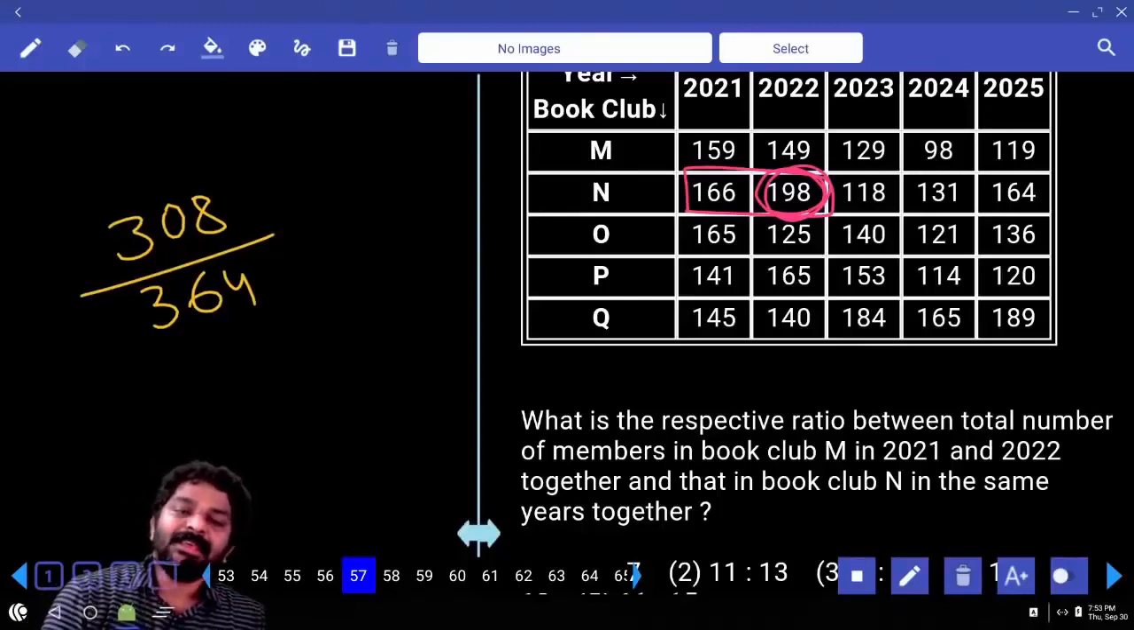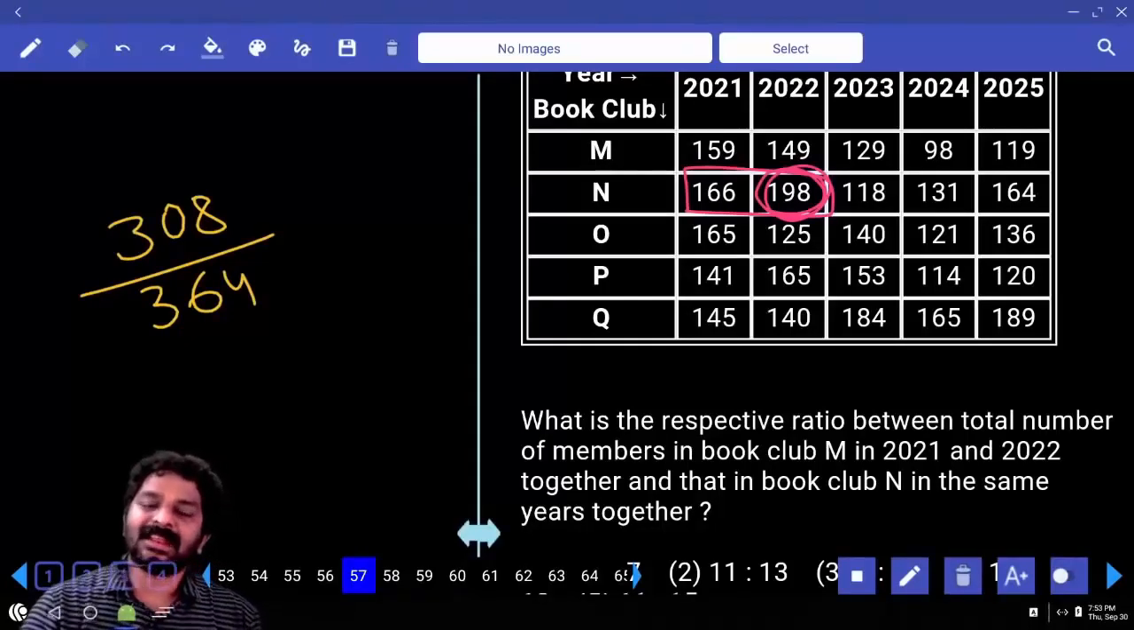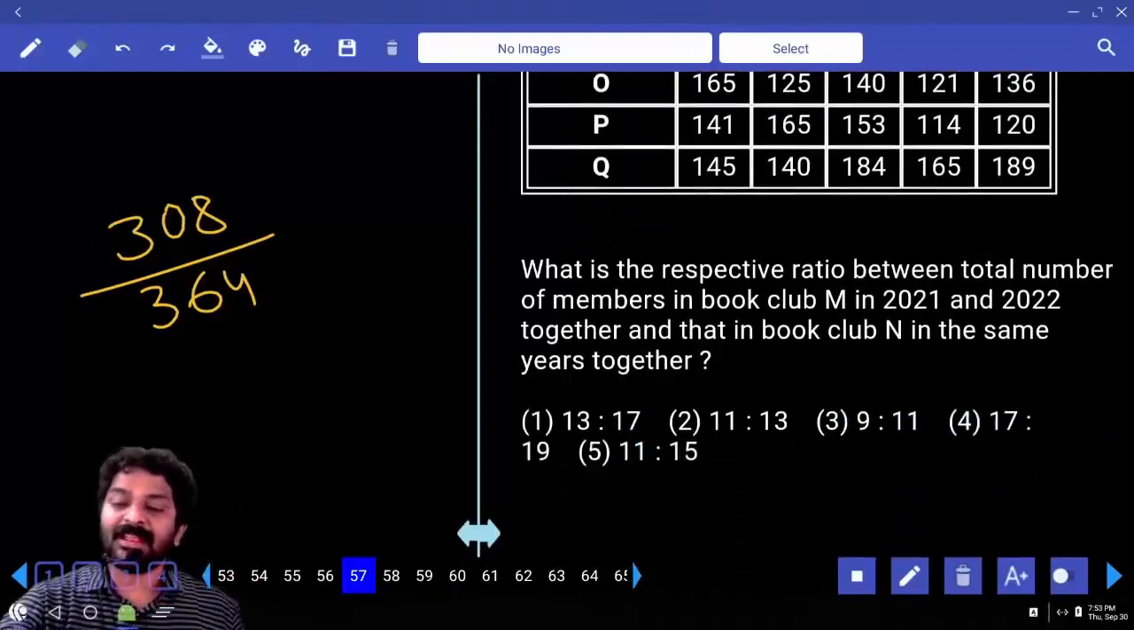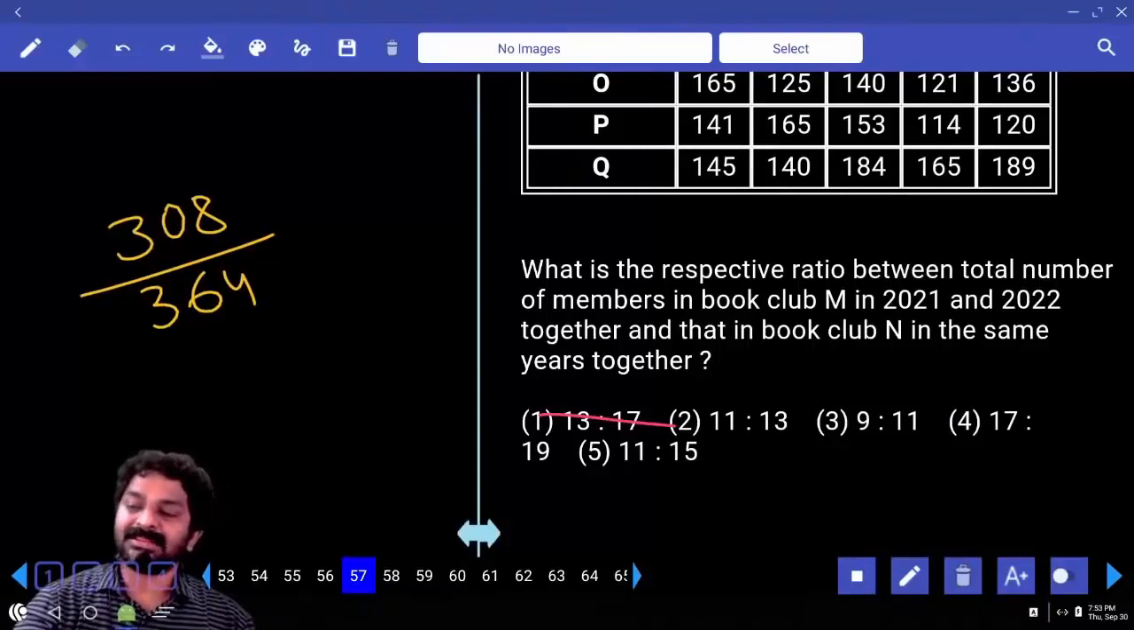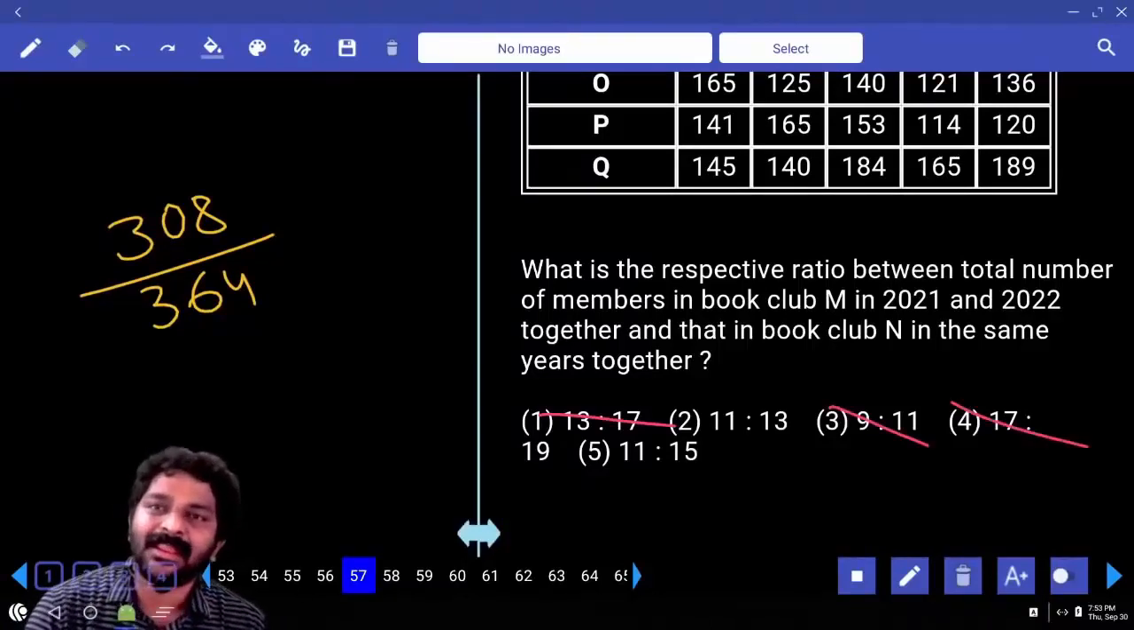Correct? Yes, now the numerator is a multiple of 11. The denominator is not a multiple of 11. So in your answer, the first number must be a multiple of 11. First cannot be your answer, second may be your answer, third cannot be your answer, fourth cannot be your answer, fifth can be your answer. Am I right? How many possibilities are there?